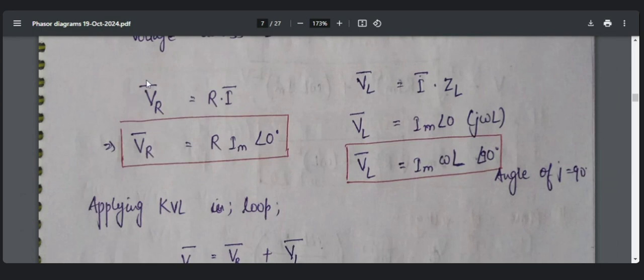So VR bar is equal to R into I bar. I bar we have already calculated, that was Im angle 0 degrees. That is VR bar is equal to R into Im angle 0 degrees. Similarly, VL, that is the phasor of the inductor voltage, is equal to I bar into ZL. In case of an inductor, the impedance is j omega L. We have already calculated it earlier. So VL is equal to I bar, which is Im angle 0, times ZL, which is j omega L.